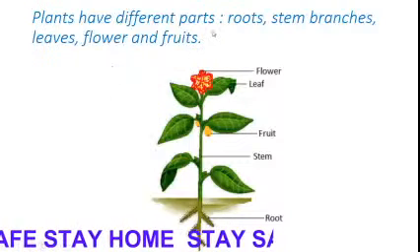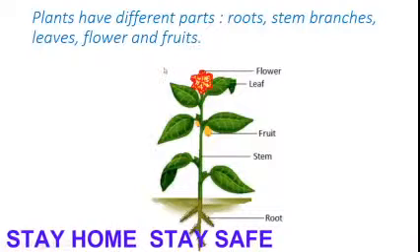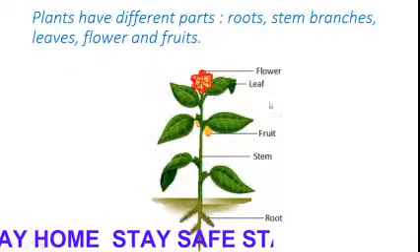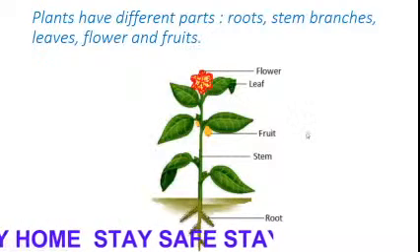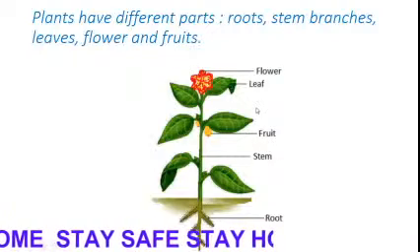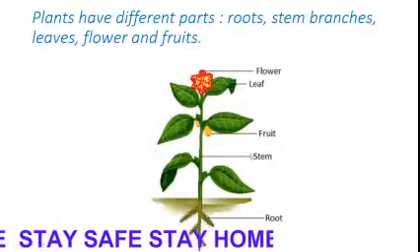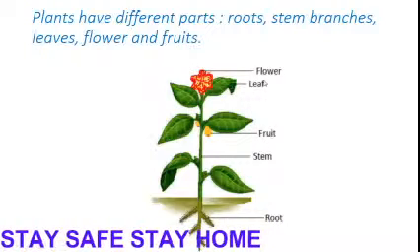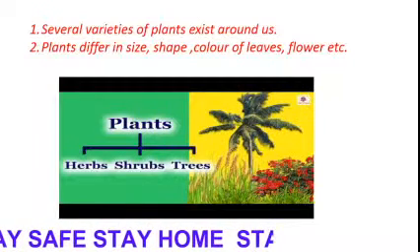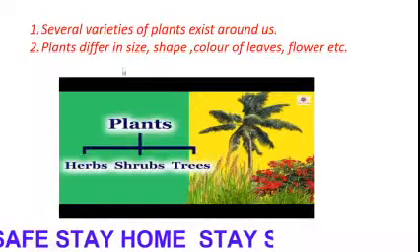Plants have different parts: roots, stem, branches, leaves, flowers and fruits. You studied this topic in class 3 also, and all the different parts of the plant are useful to us in many ways. Even the roots, stem, fruit, leaf and flower are useful to us. We use root, stem, fruits, leaf and flower in our day-to-day food. All that we will study in the next chapter, how plant parts are useful to us.